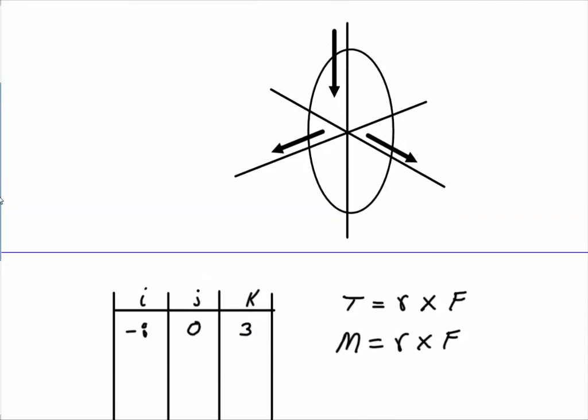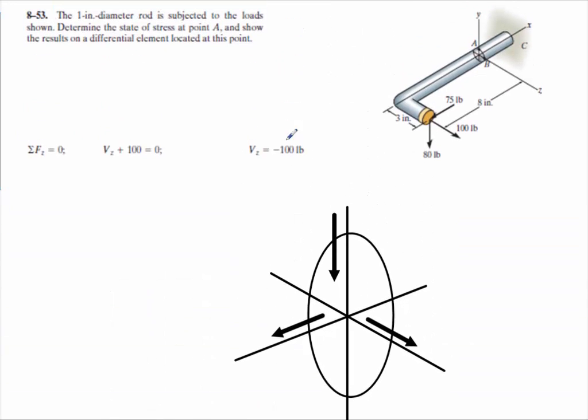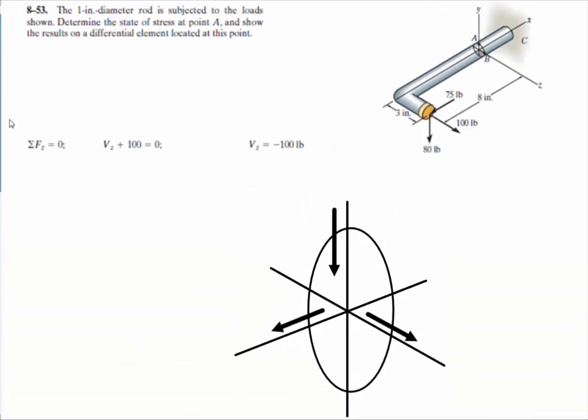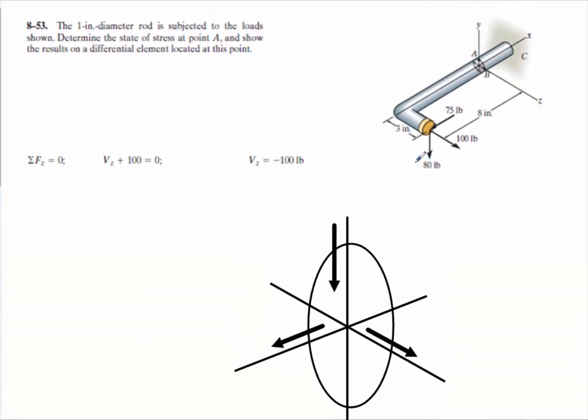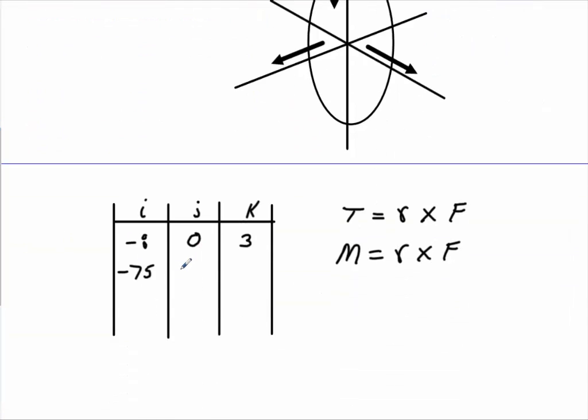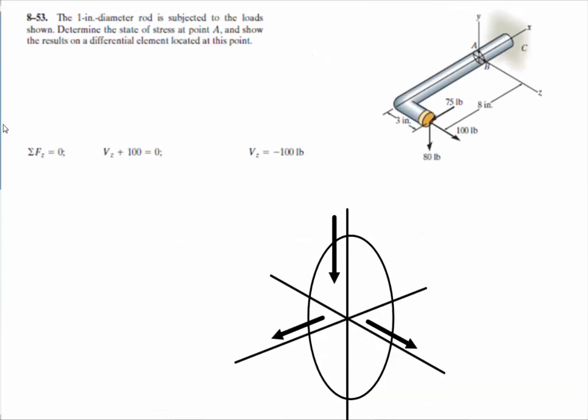I go to my forces and I say, which ones are going along the x-axis? Well, I have this one. It's going negative, so I make that -75. I come to my y value and I say which one is going along the y. Well, I have 80 going down. I go to my k force and I say which ones are going along the z-axis. Well, 100 is going positive.